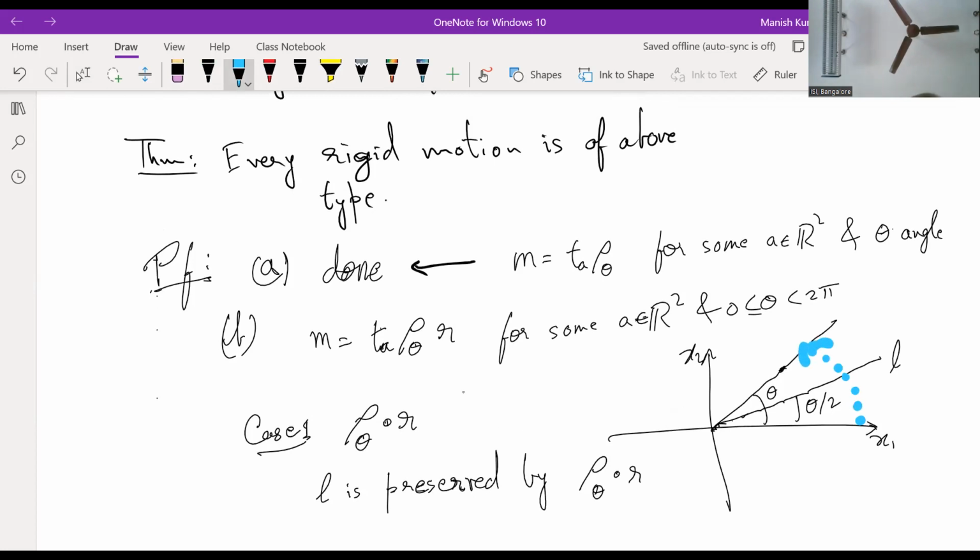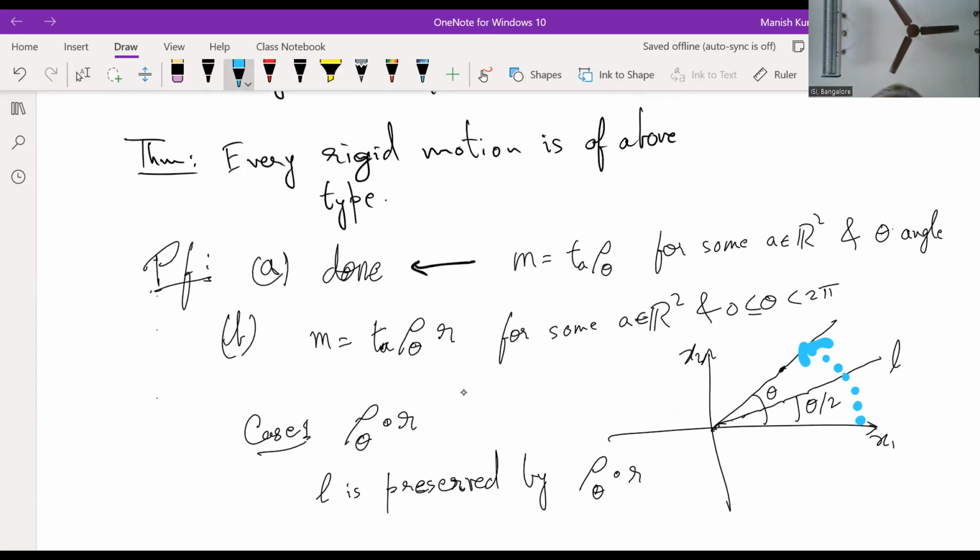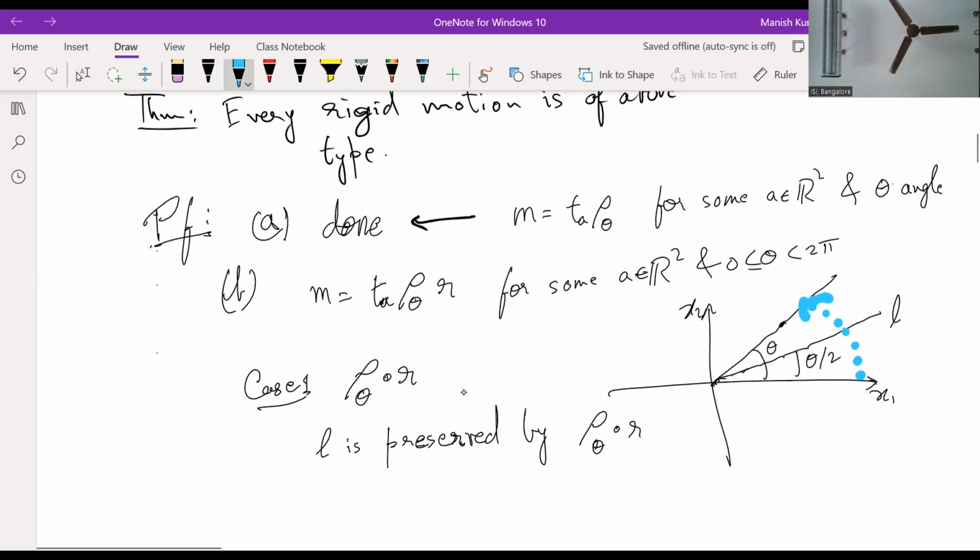I don't know why it is so thick, but okay. So it will go something like this. x1 will go there, and you can check other lines as well. If you take something between x1 and L, then under reflection it will come here.